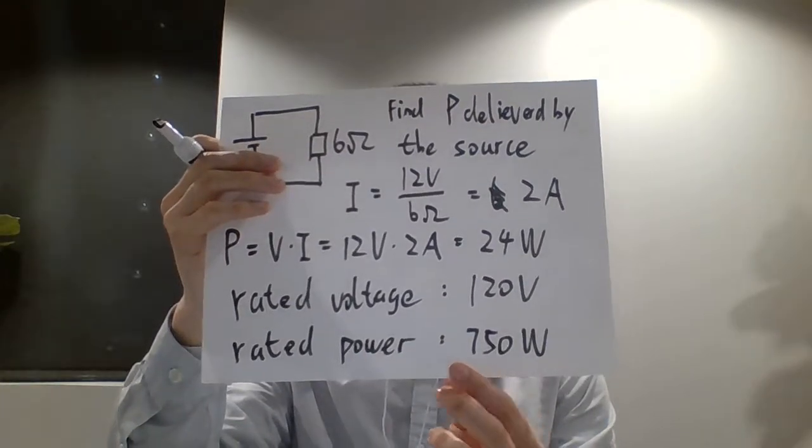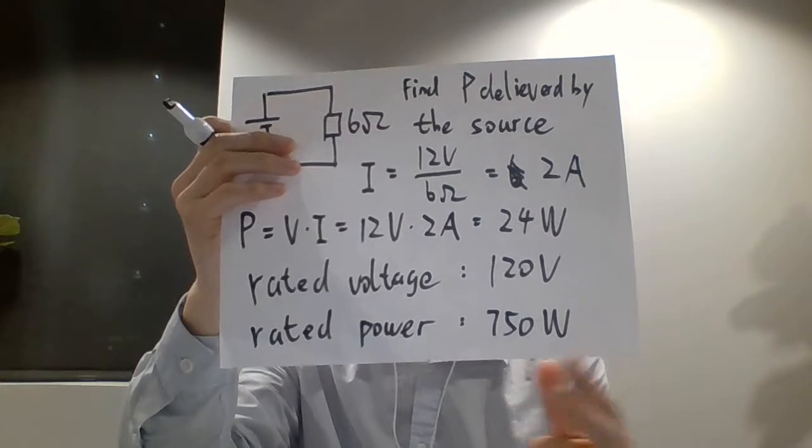Rated voltage, let's say 120 volts. That's pretty much the rated voltage for all the appliances in America. And rated power, for example, 750 watts. Rated voltage and rated power for a microwave.